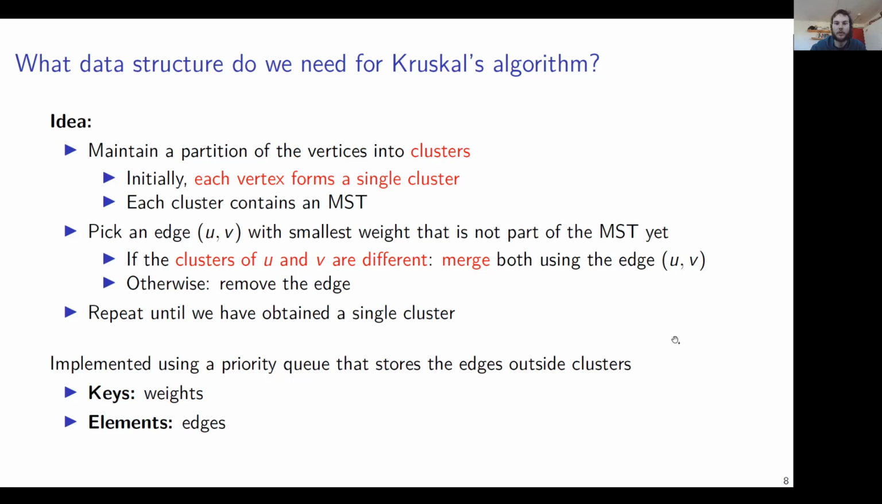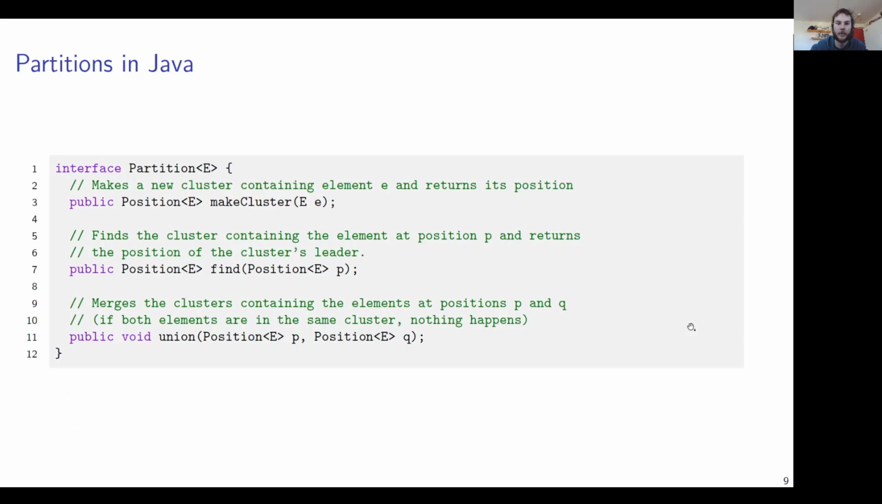So what data structure do we need for Kruskal's algorithm? As you saw, we needed the priority queue, but we also needed this thing which is called a partition. And this is a partition of clusters. So let's have a look how that would look in code. So this could look like this. This is a simple interface of a partition with the following 3 methods.